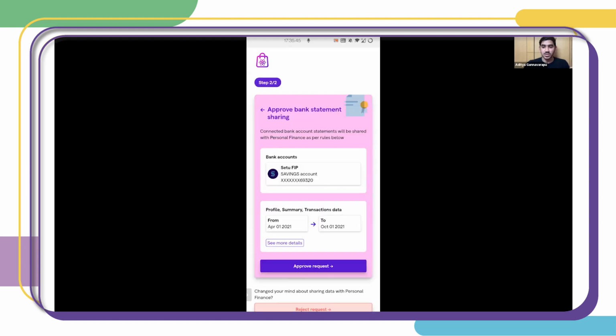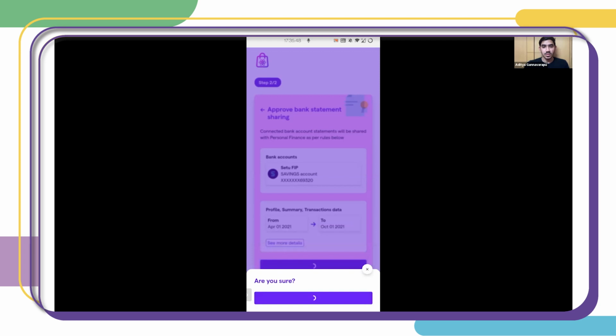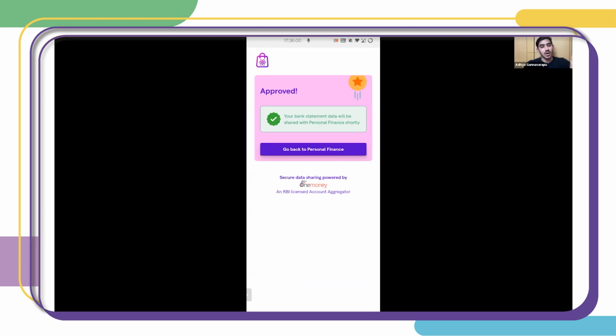And if you approve that request, in the background, what is happening is, I as an end user gave consent to Setu account aggregator saying that I am okay with sharing this particular bank account data. And now the account aggregator talks to that particular FIP or bank saying, okay, this particular user of your bank gave consent to this particular FIU, and that FIU wants to fetch a certain period of data, for a certain frequency, or certain types of data. Now the consent is approved.